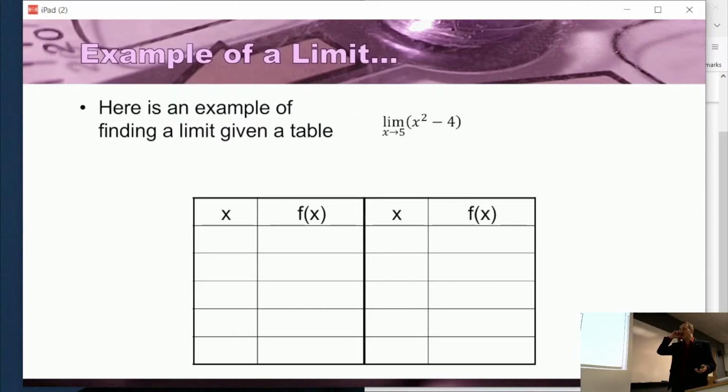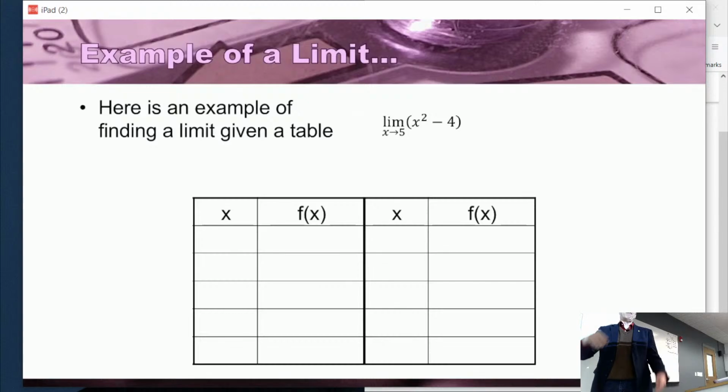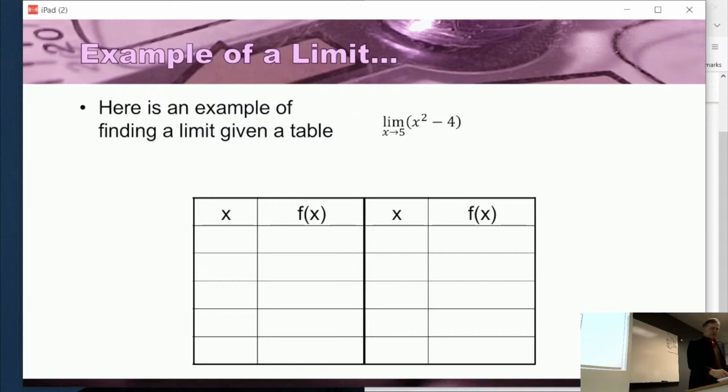So start with 4. When x is 4, what is the function value? The function here is x squared minus 4. So plug 4 into that function, and Allison's going to tell me what she gets. You're going to plug 4 into this function because I'm saying 4 is close to 5. I know it's not really close, but it's close enough for me. What is it? 12. Okay, you can just do it in your head. Good. So when you plug 4 in, you get 12.